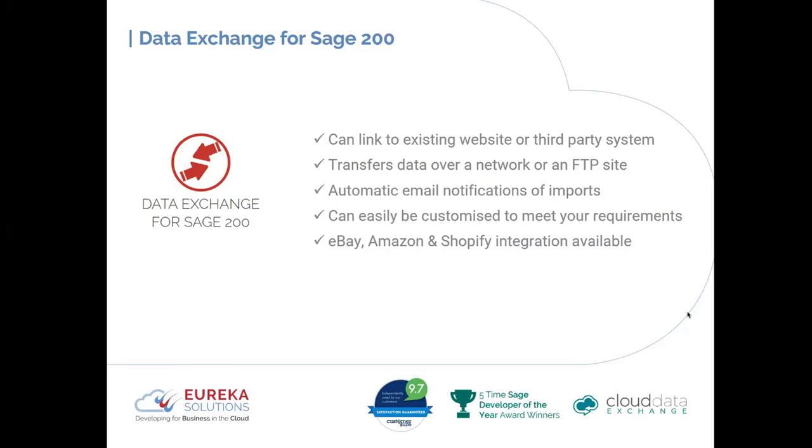We also have 3 API plugins for on-premise Data Exchange: eBay, Amazon, and Shopify. eBay is pretty straightforward, bringing orders into Sage. Amazon recently, where Amazon have changed or are in the process of changing their API, which launches on the 31st of July.